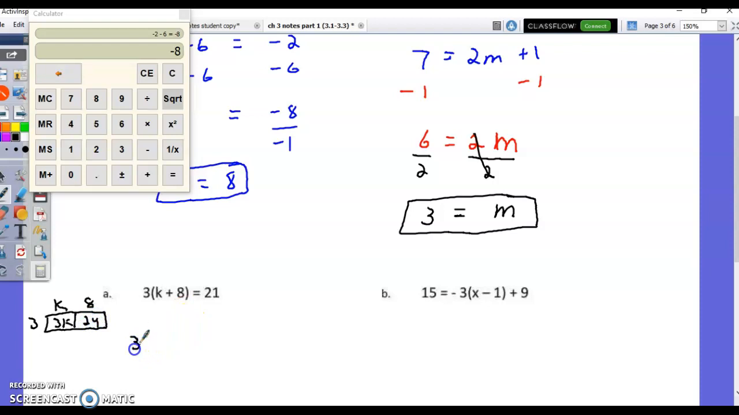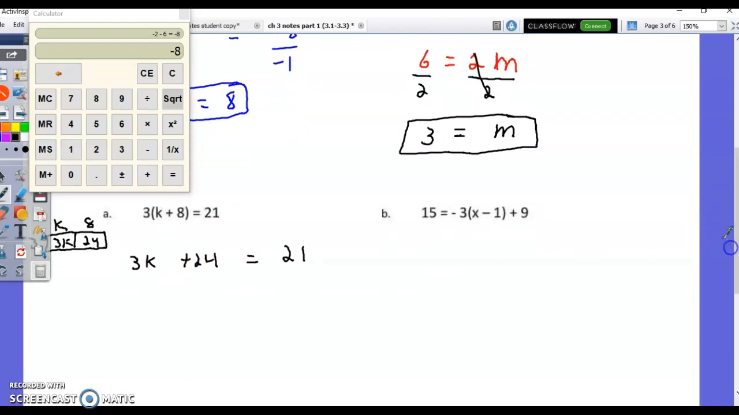So 3k, a positive 24, and that is going to equal my 21. All right, so now I have what looks like a two-step problem. I need to get this 3k to be a 1k, but I have to get rid of this 24 from this side. So I'm going to use the inverse operation of that. I'm going to subtract 24 from both sides. Let's get rid of it.